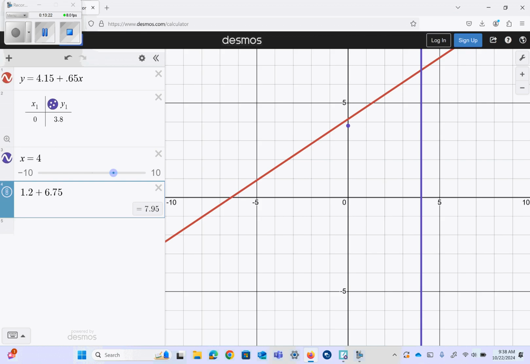Where did you get the 6.75 from? Oh, okay. I found this right here. 6.75 was the predicted value. I have a residual that's positive, so it's above it by 1.2. So I add 1.2 to 6.75, which is 7.95. It means I would have a data point up here at 4 comma 7.95.